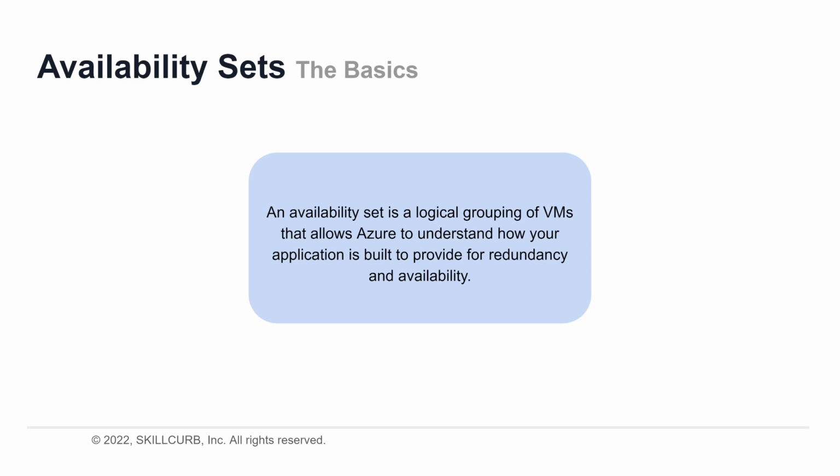An availability set is a logical grouping of virtual machines that allows Azure to understand how your application is built to provide for redundancy and availability. We recommend that 2 or more VMs are created within an availability set to provide for a highly available application and to meet the 99.95% Azure SLA. There is no cost for the availability set itself. You only pay for each VM instance that you create.